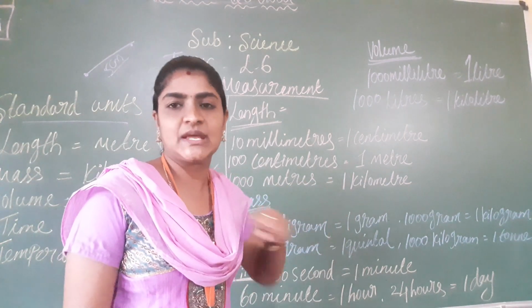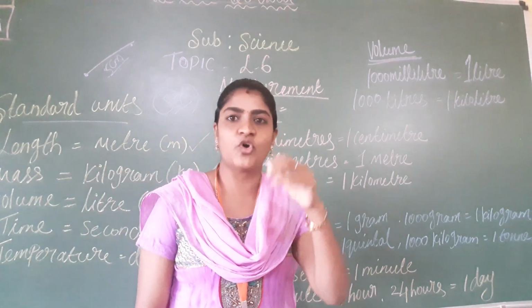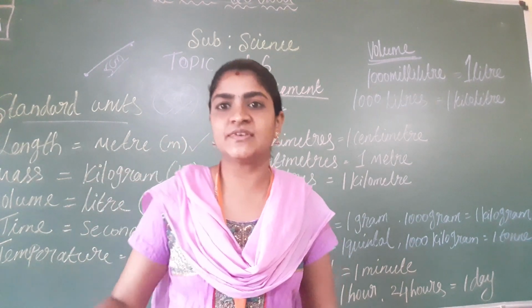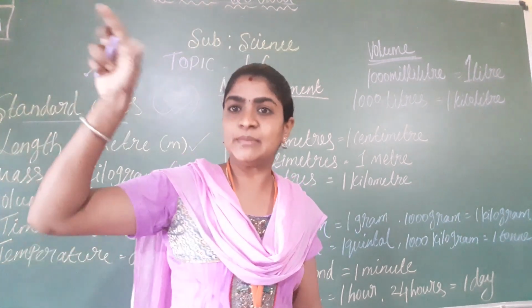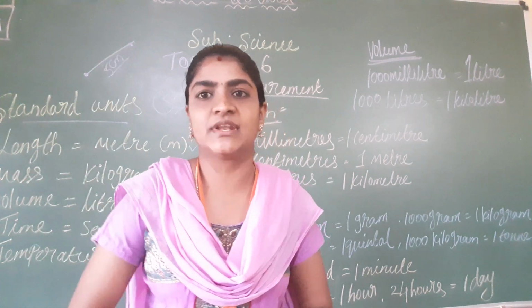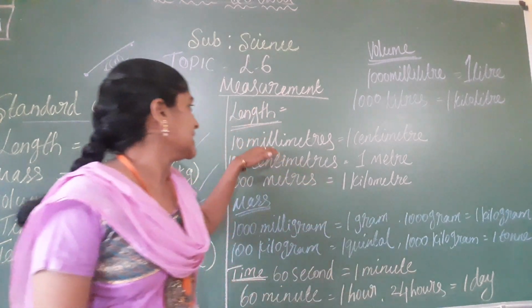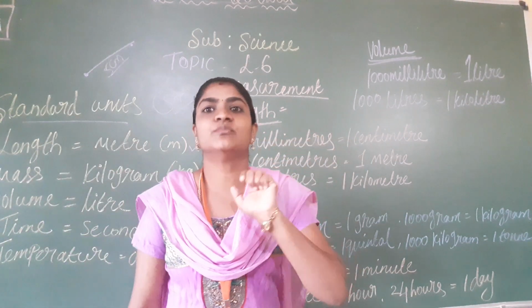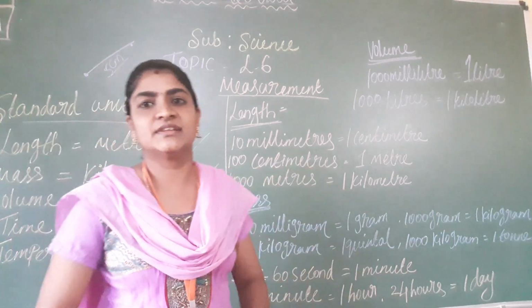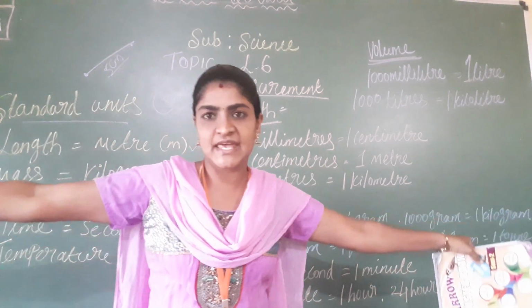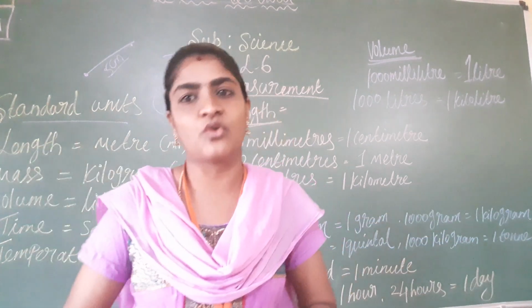This kilometer we can see whenever we are traveling for a long distance. On the sides we can see Bangalore 56 kilometers. So like that they will put up the signboard and all. There you can see kilometer. Here millimeter, centimeter you can see on your scale, children. And this meter, they will have a very lengthy scale. Using that they will measure the cloth.